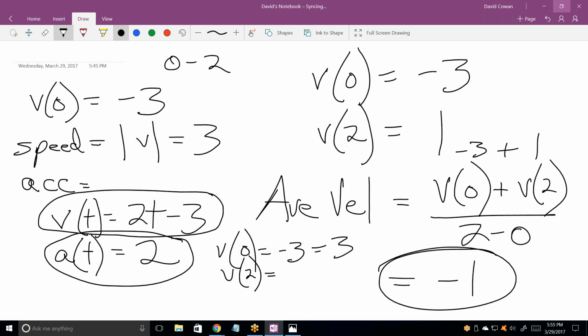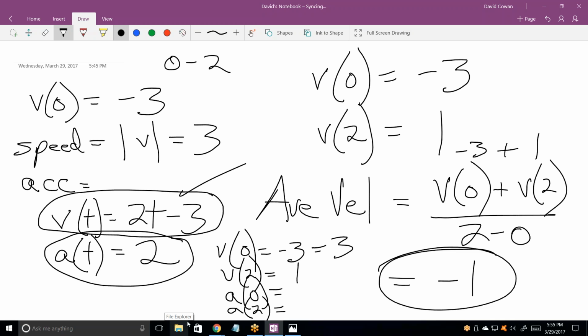What is v of 2? Okay, v of 2, that would be 4 minus 3, and that would be 1. Okay, and that's also the speed. In other words, speed is the same as velocity as long as they're both positive. If velocity is negative, then speed is just the absolute value of velocity. Now, what's acceleration at the beginning point equal to? And what is acceleration at the end of the interval equal to?